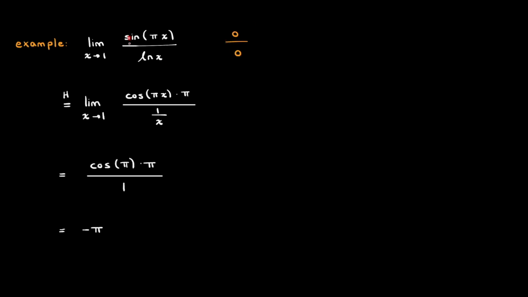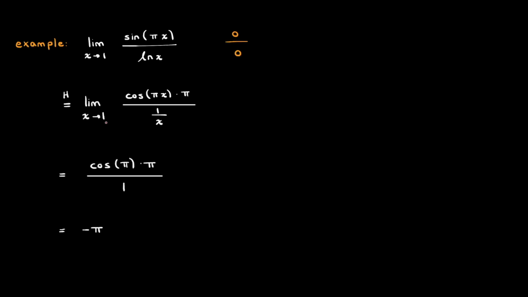And these functions are both differentiable, so we can apply L'Hopital's rule here. What we have to do is differentiate the top and bottom separately. The derivative of sine is just cosine. You keep the inside the same, and then by the chain rule, you multiply by the derivative of the inside, which is just pi. That's how I got pi. And then the derivative of ln x is just 1 over x. The other thing I would like to mention is that whenever you apply L'Hopital's rule, that is when you differentiate the top and bottom, it's helpful to write a small h on the equal sign. It's definitely not needed, but it's helpful to keep things organized.